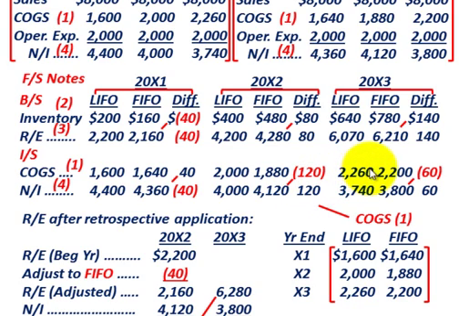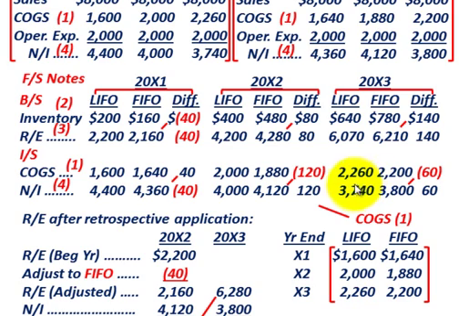And then for year X3, it would be the same thing. Looking at our cost of goods sold for year X3, we had 2,260 for LIFO versus 2,200 for FIFO. So again, make that comparison, where our cost of goods sold went down for FIFO by the difference of 60, or 60,000. So what is that going to do to our net income?